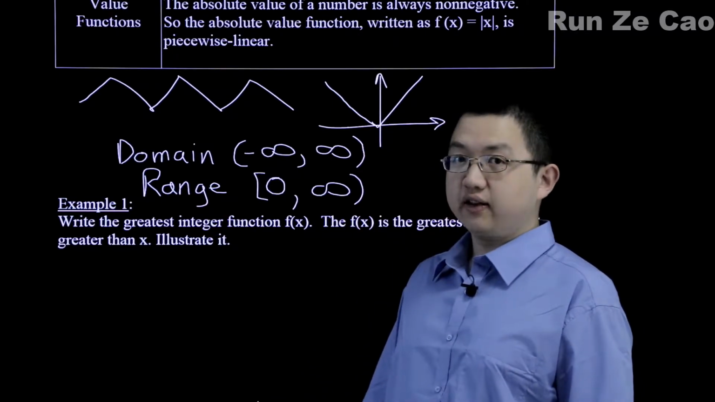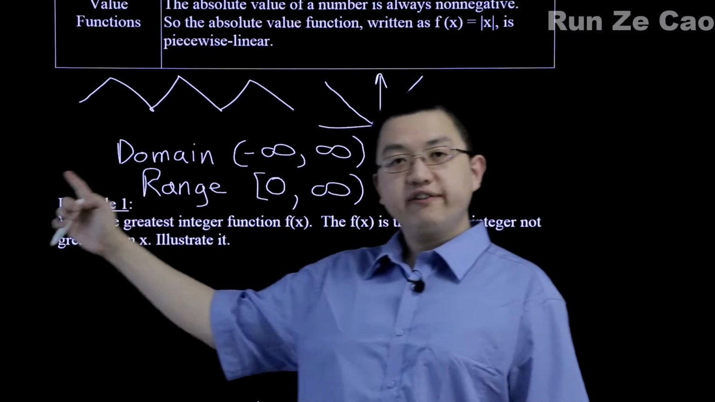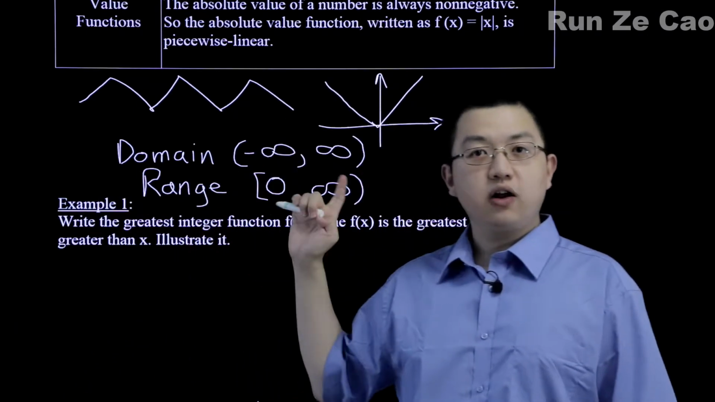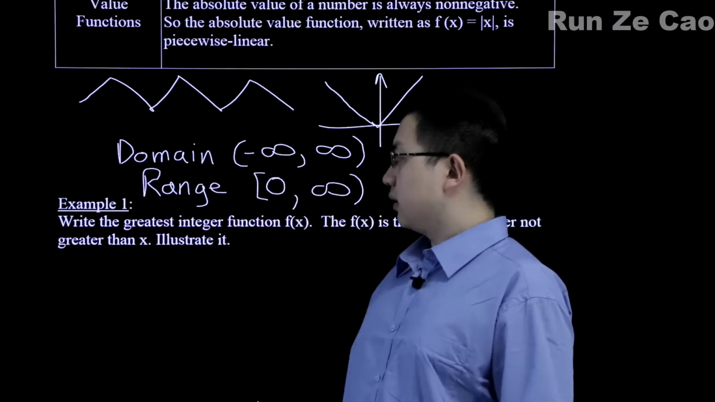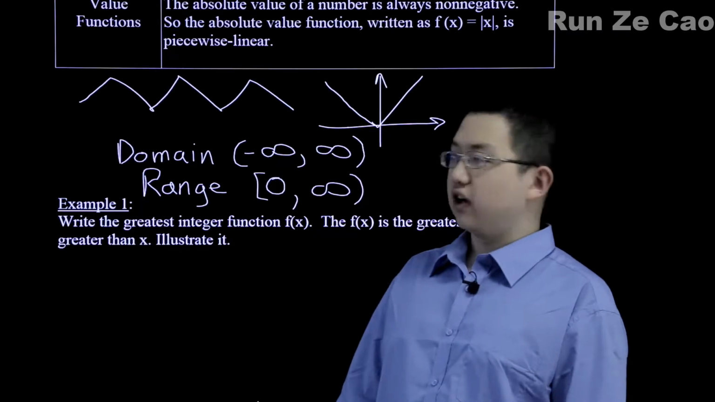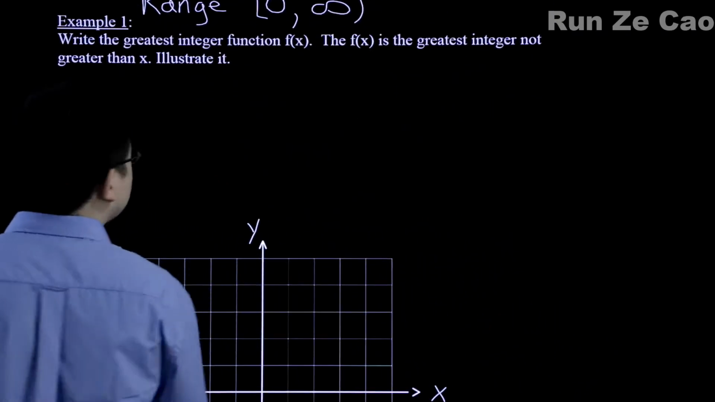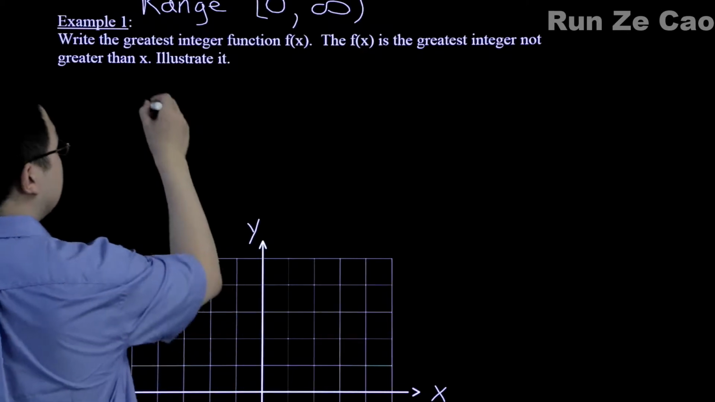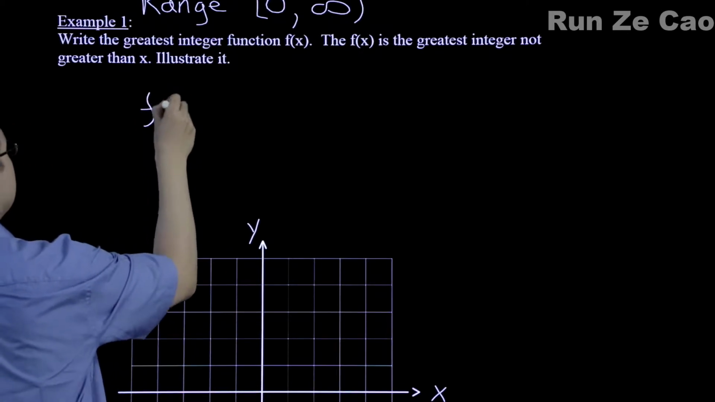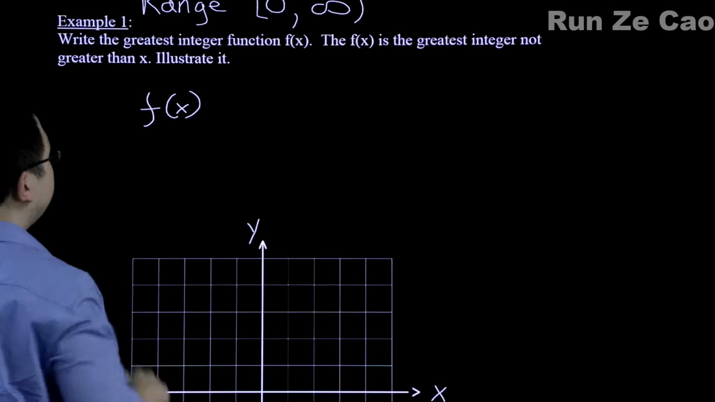Now we point out that if it's a function, then for every value in the domain there is one and only one value in the range. Otherwise it stops being a function. Example 1, write the greatest integer function f(x). f(x) is the greatest integer not greater than x.